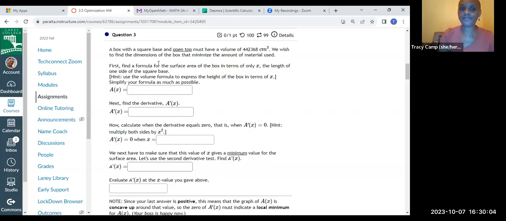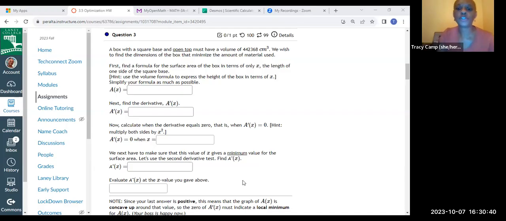So number 3 says: a box with a square base and open top must have a volume of 442,368 cubic centimeters. We wish to find the dimensions of the box that minimize the amount of material used. First, find a formula for the surface area of the box in terms of only x, the length of one side of the square base. Hint: use the volume formula to express the height of the box in terms of x. Simplify your formula as much as possible.